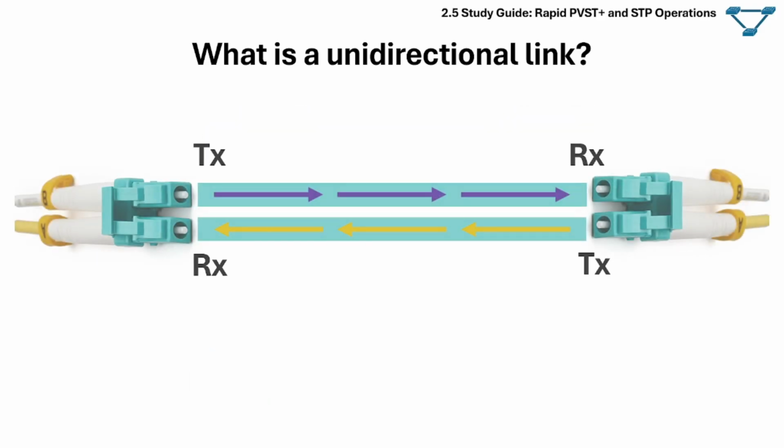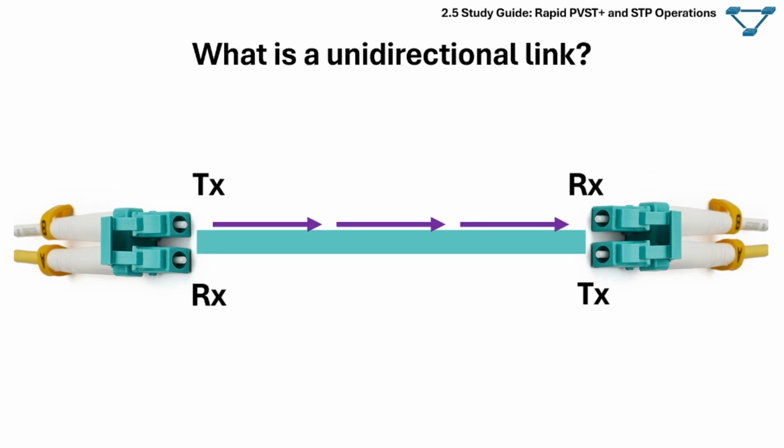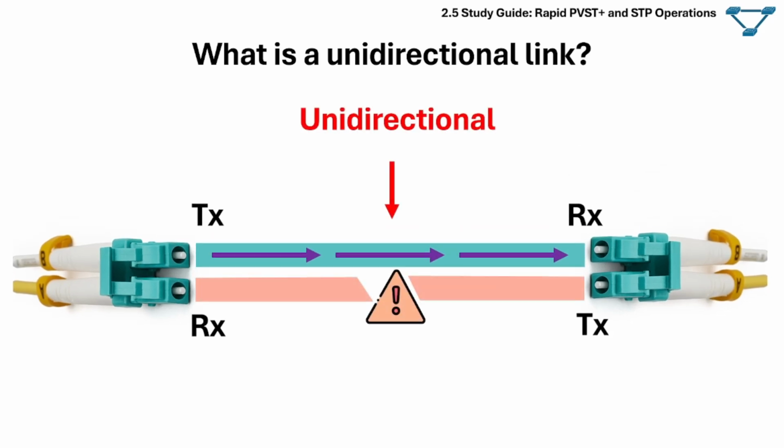In networking, sometimes we use fiber cables that are typically made of a pair of fiber strands, one strand for transmitting data, or TX, and the other for receiving, RX. If one of the two strands becomes damaged or fails, the link can become unidirectional. These problems can be hard to detect because the link may still appear up on one side, even though communication is broken in one direction.